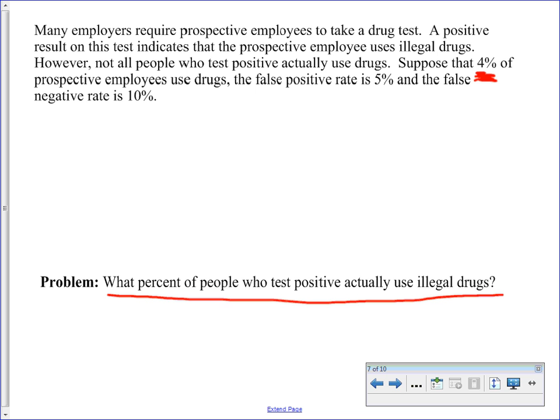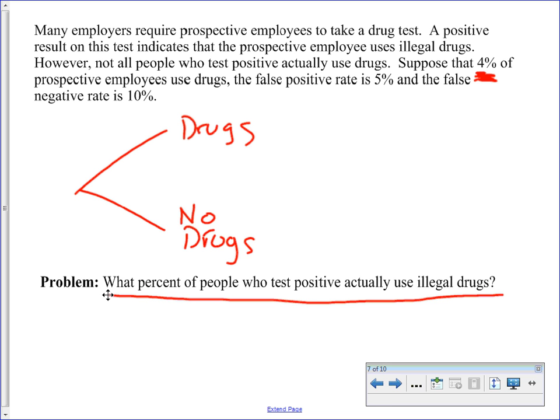So let's just do this real simple, right? We got our first branch, and this is drugs. No drugs. This is not the test. This is whether or not they are actually using the drugs. And so up here, drugs is 0.04. So what is no drugs? Well, remember that each branch has to add up to 1, and so this is 0.96.